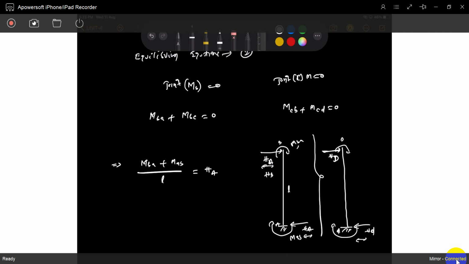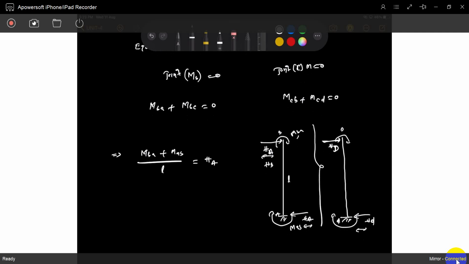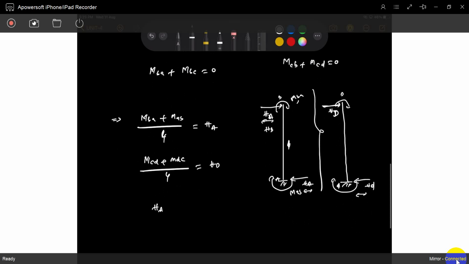So you write it like this. Taking moment equilibrium for HA, you will get it. And same thing for the column CD, DC divided by this L, 4. So 4 is HD. So now you can say HA plus HD is compulsorily equal to 50. This is the total 50. This part has taken something, this part has taken something. Are you understood? The 50 is taken in some part by column AB and column CD.